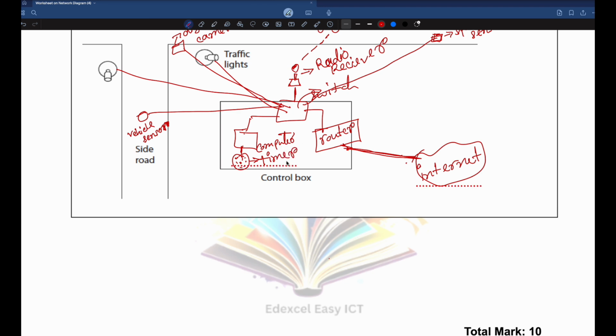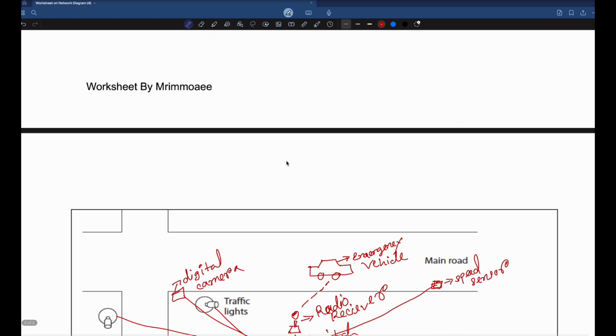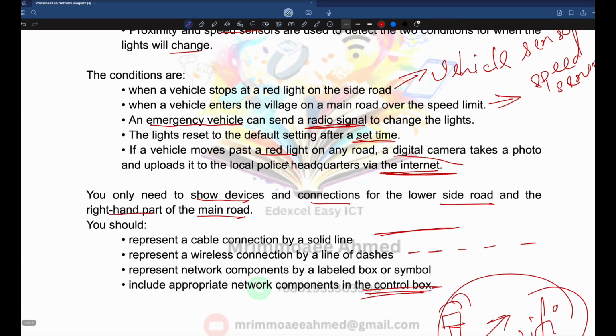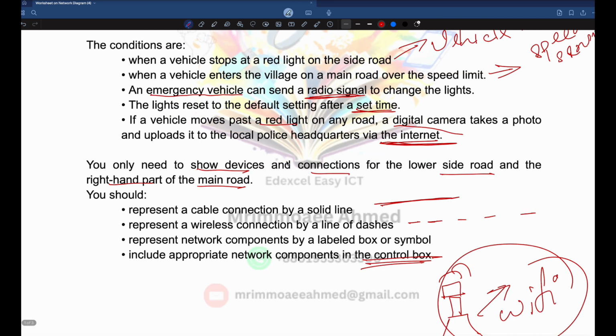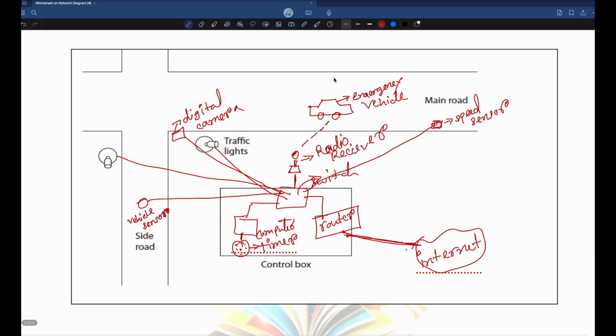So this is the end of the diagram. So here what I did, first of all I found out all the network components that I have to draw on the diagram, and then I found out how I can connect each component with each other, right?